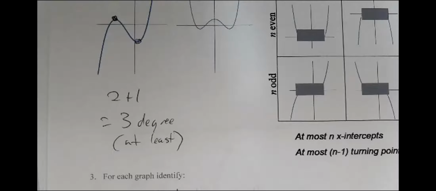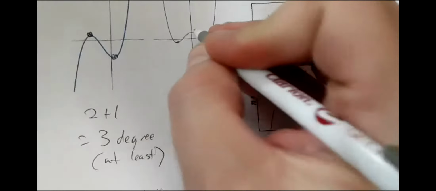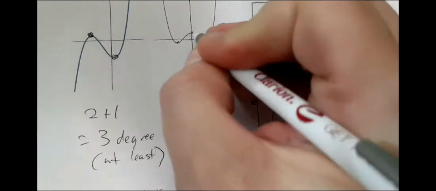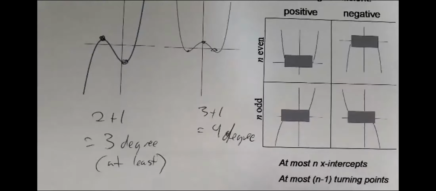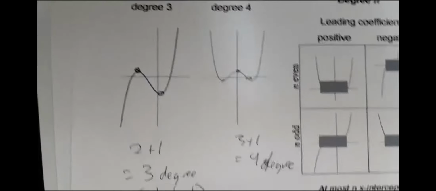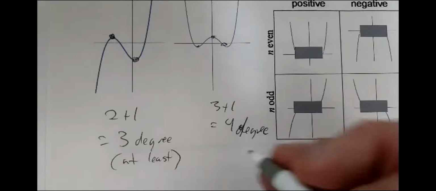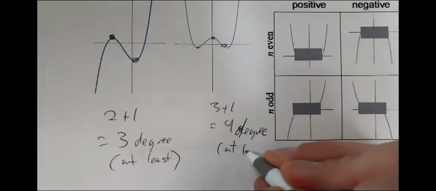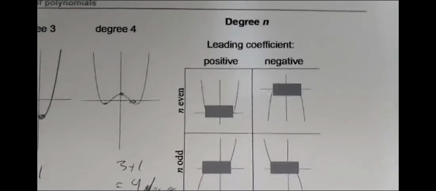But it is definitely an odd degree. It could be 5 degree. It could be 7 degree, right? But we need at least 3. Same thing here. If we count 3 turning points, I do 3 plus 1 and figure out it's at least a 4th degree. Okay. So this is relating turning points to degrees. If we take the turning points and we add 1, we get the least degree. So this is at least a 4 degree. It could be more, right? It could be 6, it could be 8.